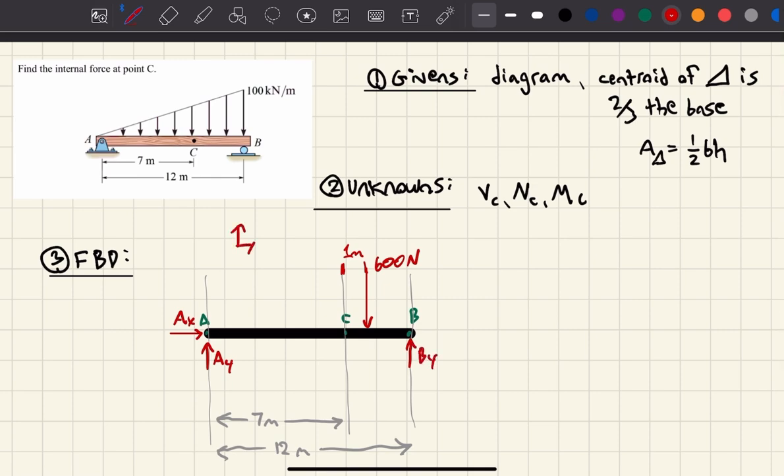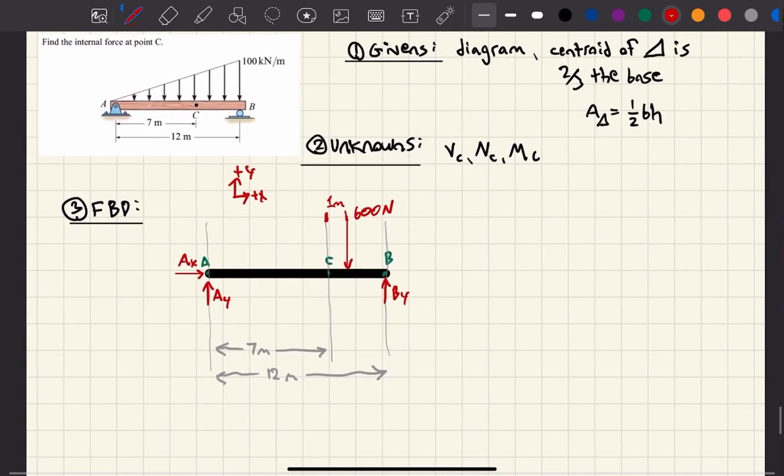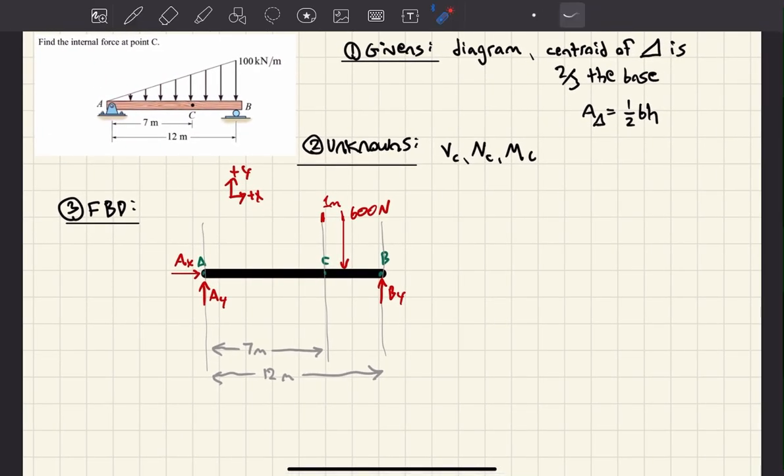My coordinate system is like that. Okay, very similar to the last problems. How am I going to find By? How am I going to find Ax? How am I going to find Ay?